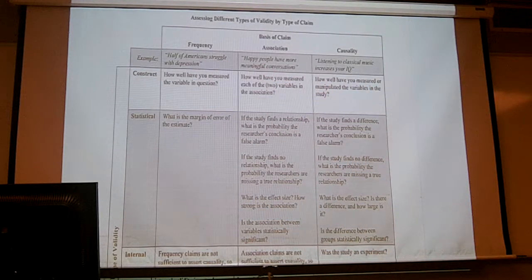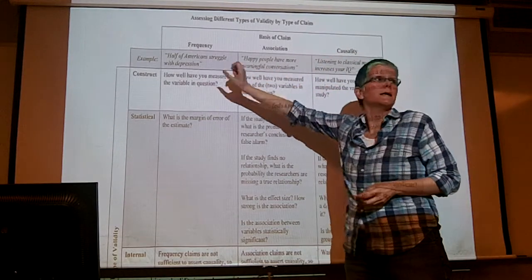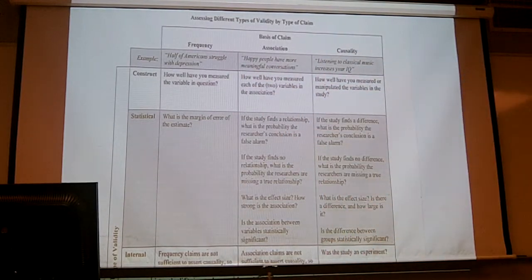Just relax. Okay. So, if I give you a claim, like half of Americans struggle with depression, that's a frequency claim, right? Because all I'm doing is reporting a proportion, 50%. So one thing you're going to need to be able to do is recognize what type of claim I'm giving you, frequency claim, association claim, or causal claim, by looking at the wording. Looking at, is this one variable or two? Are we talking about manipulated variables or measured variables? So by knowing the characteristics of the different types of claims, you should be able to identify.